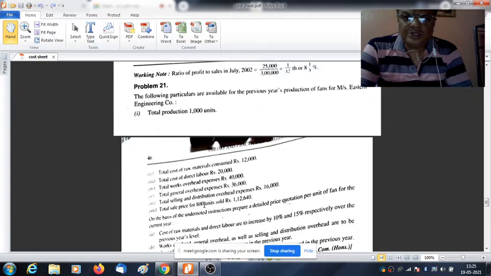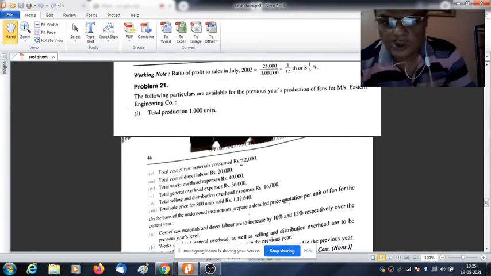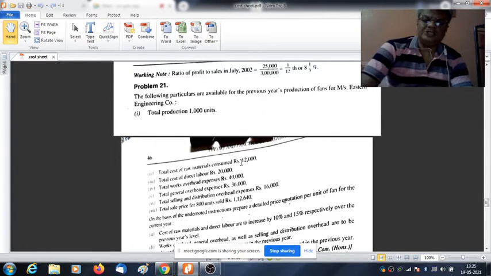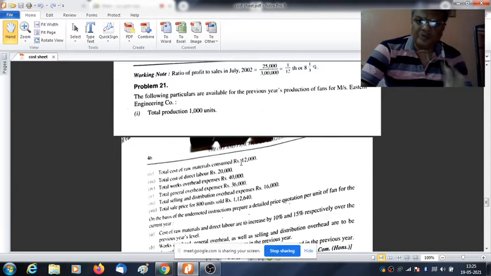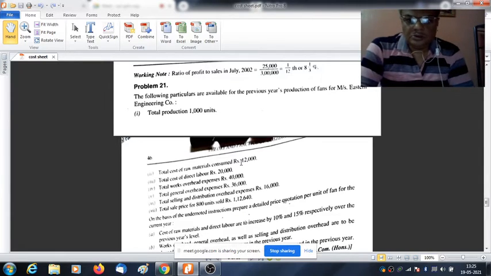And how to value that closing stock? See, here there is no question of opening stock, so the FIFO concept doesn't come. Whatever closing stock remains, we need to value at the current production cost. Whatever production units remain need to be valued at current production cost. You agree with me or not? Yes, because there is no question of opening stock, so the FIFO concept doesn't come.